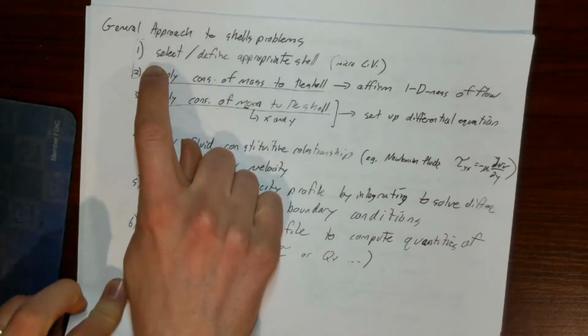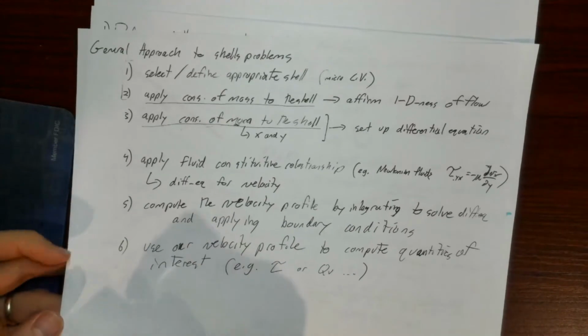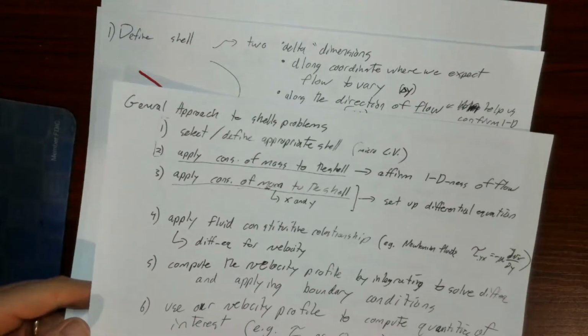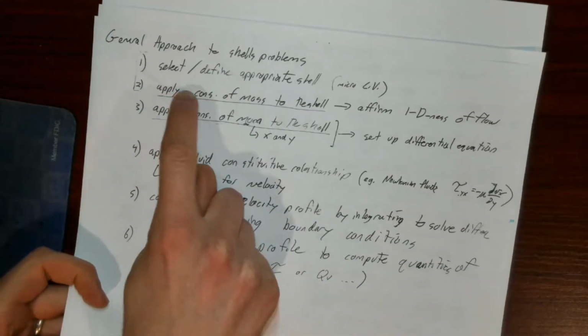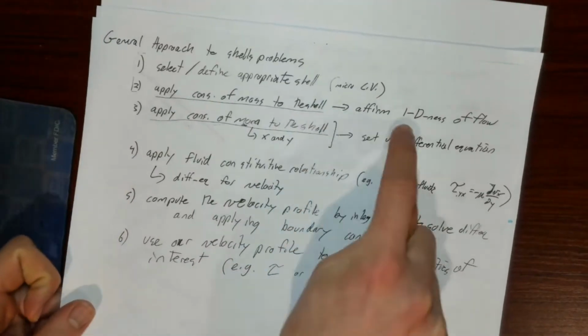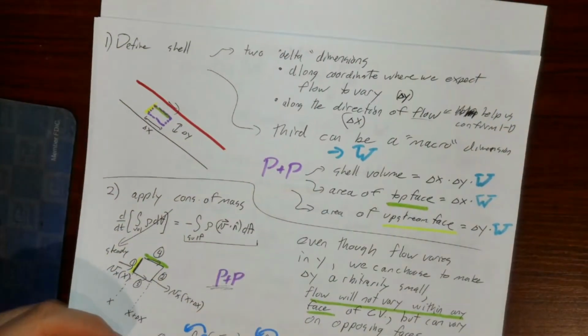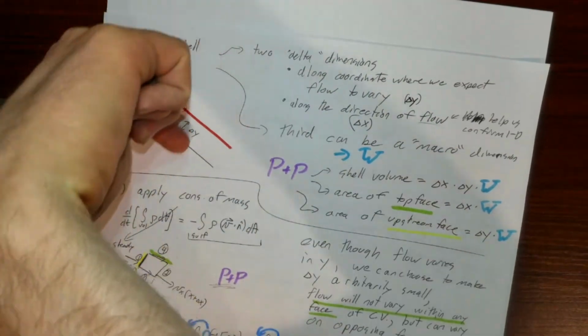The first step was to select and define an appropriate shell, which we did. There were some strategies associated with defining that, including which dimensions we choose as our deltas, etc. Last time we applied conservation of mass to the shell, and this ended up affirming that the flow was indeed 1D, that we basically had flow only in the x direction, and that flow varied only in the y direction.